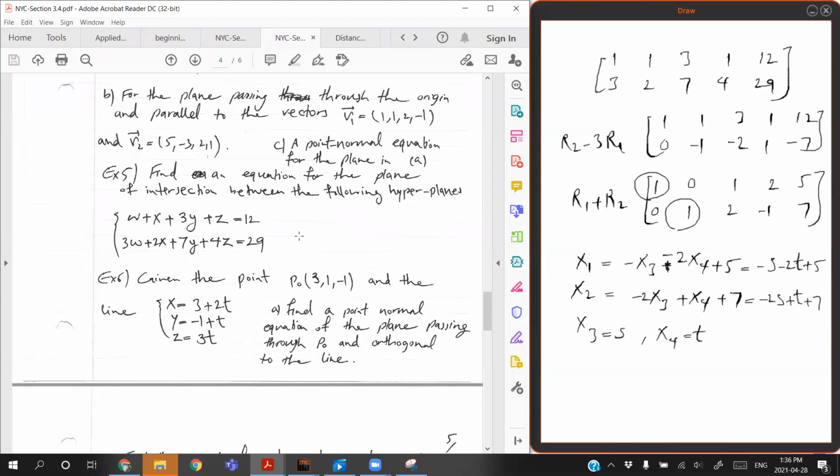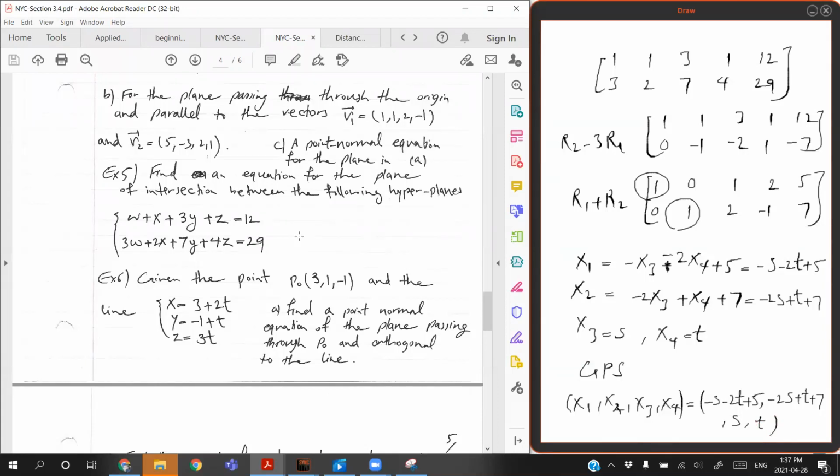So the general parametric solution, which is going to have the form x1, x2, x3, x4 for this problem becomes minus s minus 2t plus 5 for x1, minus 2s plus t plus 7 for x2, s for x3 and t for x4.